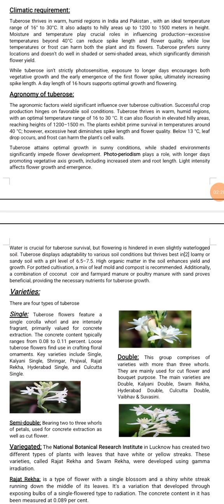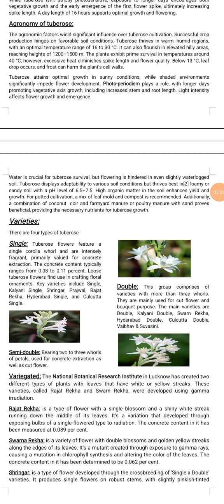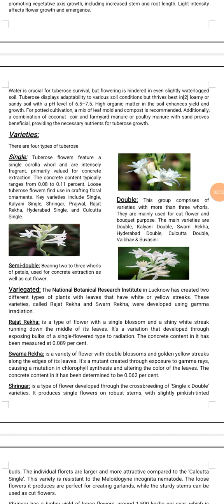Now we will move towards the agronomy of the tuberose. If we discuss its photoperiodism, it plays a very important role in promoting vegetative axis growth, and light intensity will also affect its growth. Water is a very crucial factor, and the pH required for normal growth is 6.5 to 7.5.